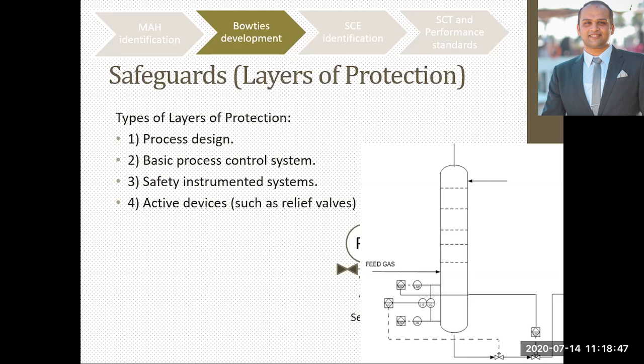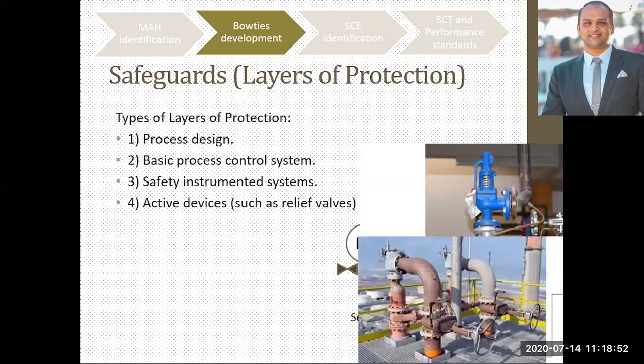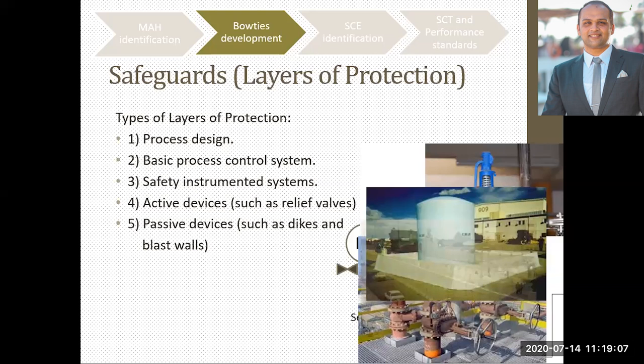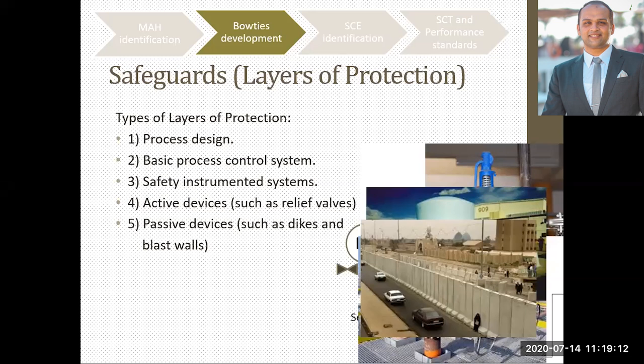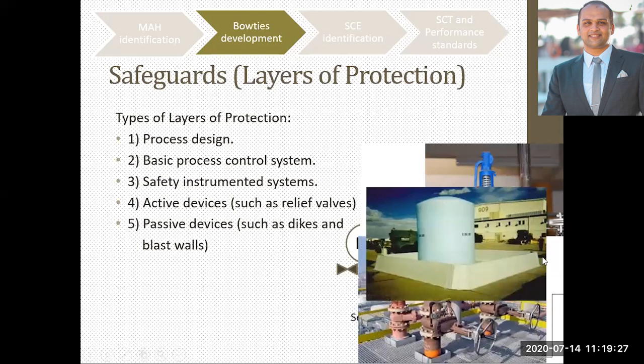Then the next level is active devices such as relief valves. I think it's very common to you. These are the relief valves on any vessel, offshore or onshore; they are used. And we have plenty of types of them, depending on the operation or the process itself. And passive devices such as dikes. Dikes are very familiar. And blast walls are not common to be found in all of the assets, depending on the quantitative risk assessment they build. We'll speak a little bit about quantitative risk assessment further in the coming slides. So these are passive. At the end, there is a loss of containment, there is a leak of this tank. At the end, the dike will control it or will limit its distribution.